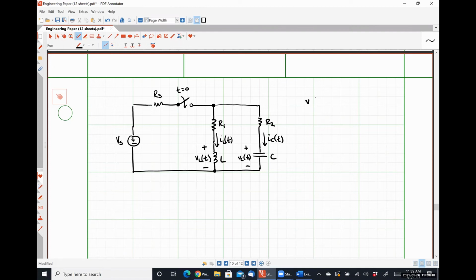that VL of t can be expressed as L di by dt, and similarly, IC of t can be expressed as C dVc by dt. Okay.